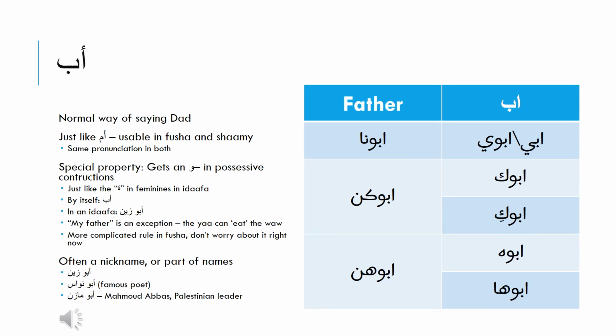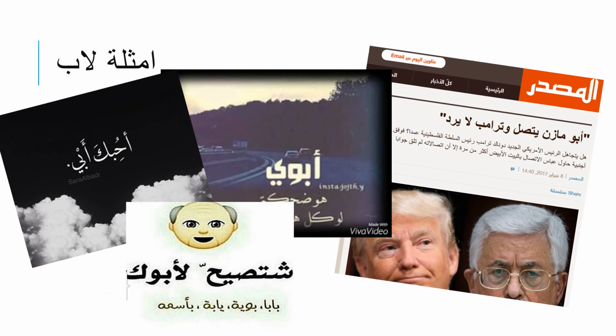The paradigm is pronounced like this: father, eb, ebi, or abui, abuk, abuki, abu, abua, abuna, abukun, abuun. And let's hear Sarah pronounce this also. Ab, father. Abui, abuk, abuki, abo, abua, abuna, abukun, abuun. Here are some nice examples of eb being used.